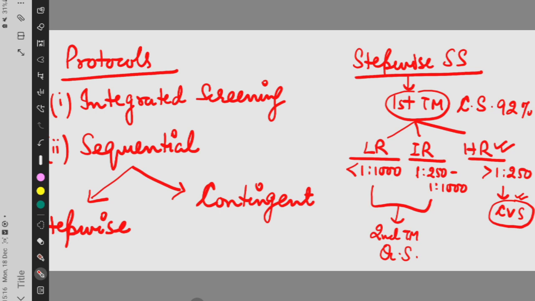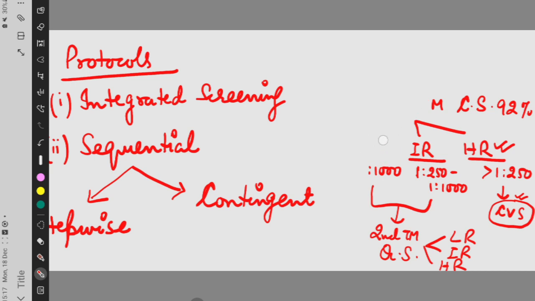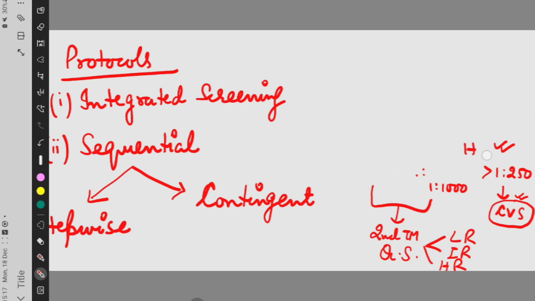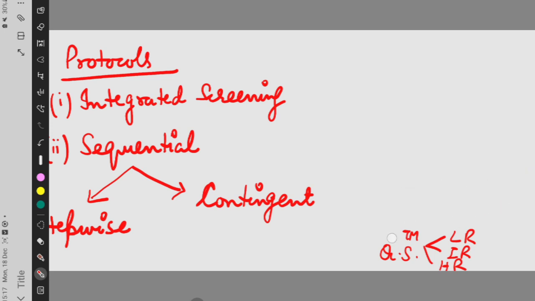Patients who have low risk or intermediate risk get a second trimester screen done, which can be either low risk, intermediate risk or high risk, and then decision has to be taken accordingly. So it is more economical than your integrated screening. Now, the most economical technique which is followed nowadays in Indian setup is the contingent sequential screening.